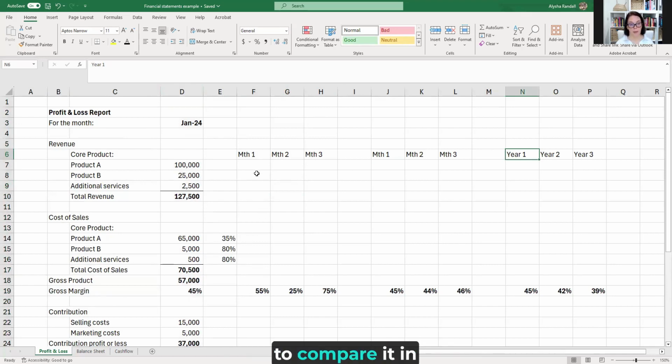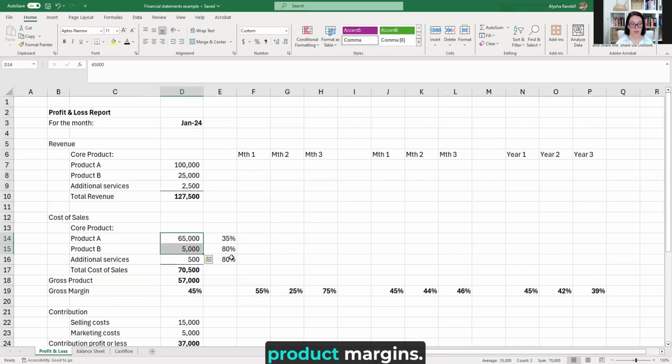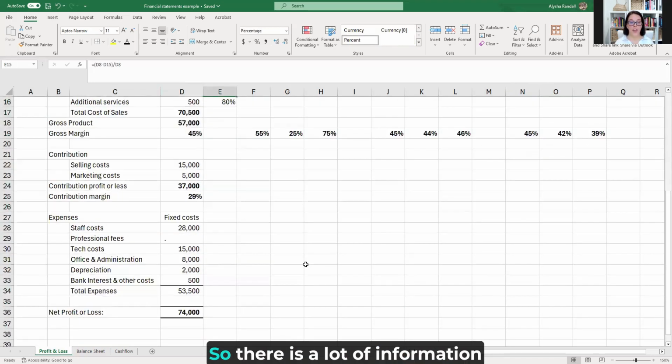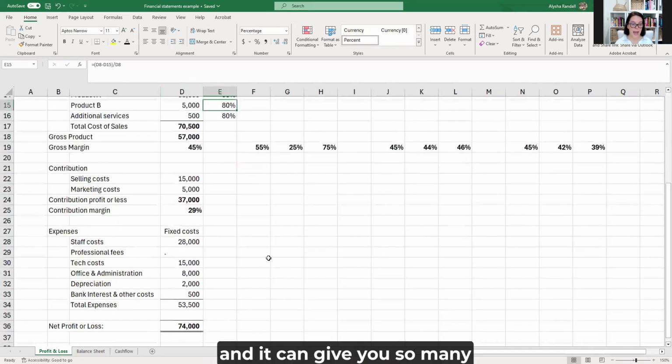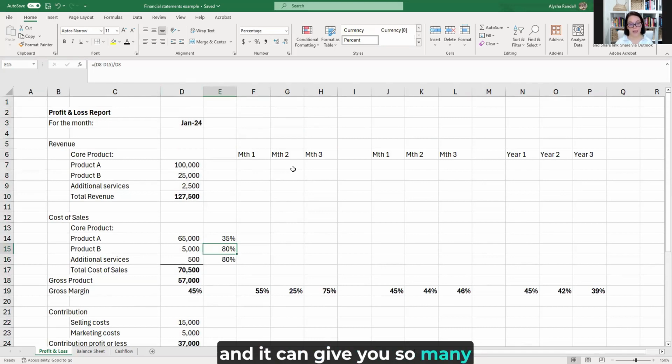And you want them to compare it in pounds or dollars, or whatever currency you're working with, and percentages, because they both give you different insights. And then separately, you can look at your product margins. So there is a lot of information in a P&L if it is structured properly, and it can give you so many insights into what's working and what is not working.